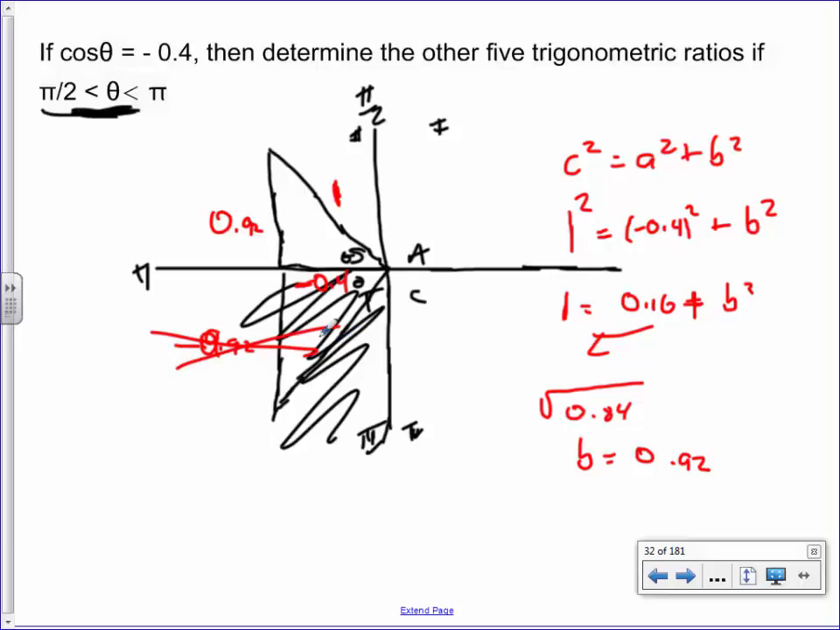So let's determine the value of the other 5 trig ratios then. So what is sine going to be? Well, sine is just the y value. So it'll just be 0.92. Technically, it's the y value divided by 1, but our radius is 1, so we're good. I'll just write it out again. What's cosine's value? Well, they told us it was negative 0.4.